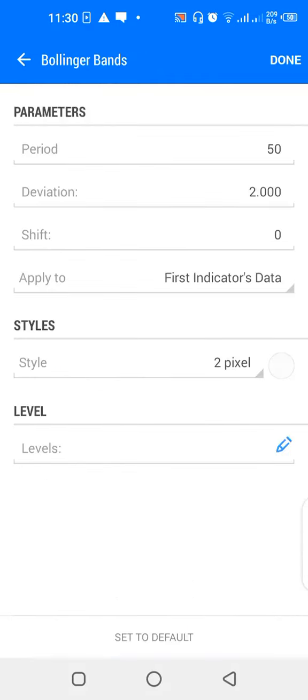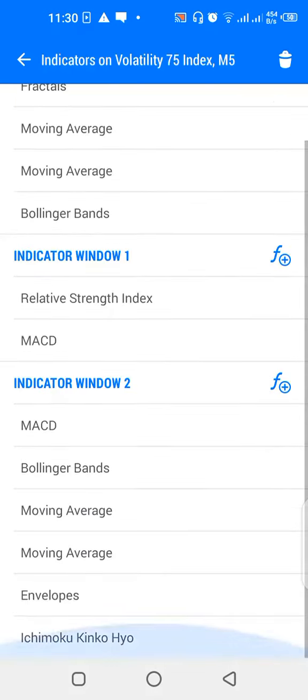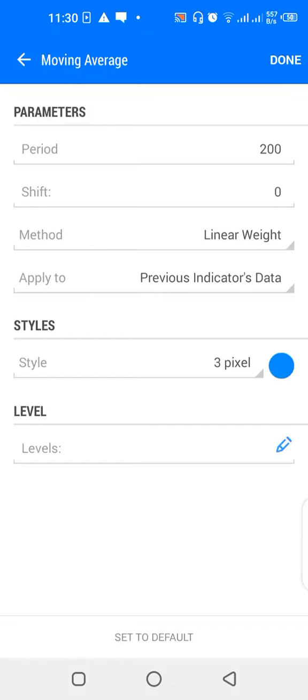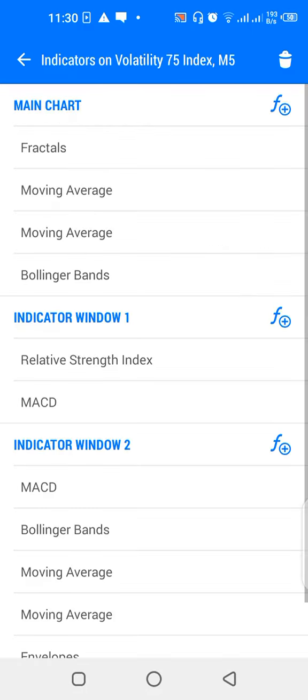For the Bollinger Bands, you have period 50, deviation is 2.0, shift is 0, apply to first indicator's data. Of course, there's no color, and no levels for the Bollinger Bands. For the moving average, you have 200 period, shift is 0, method is linear weight, apply to previous indicator's data, and the color is blue.